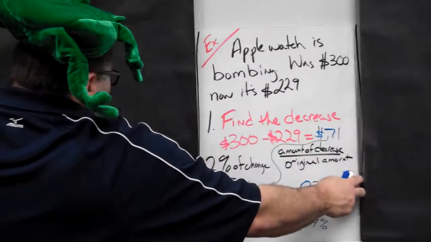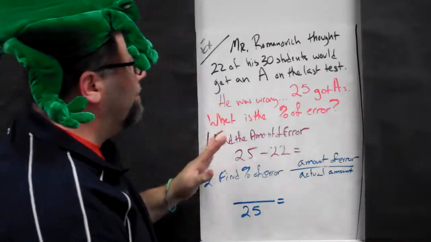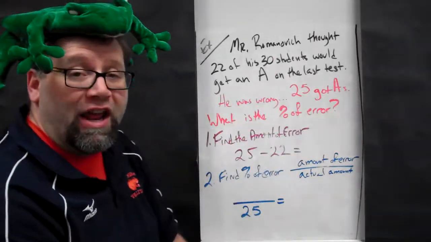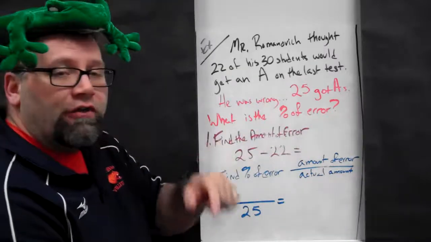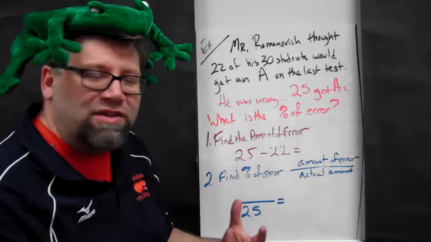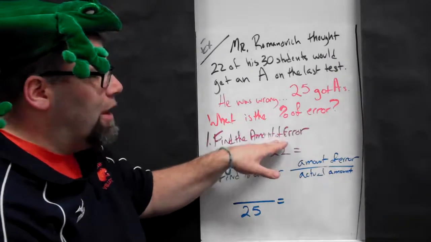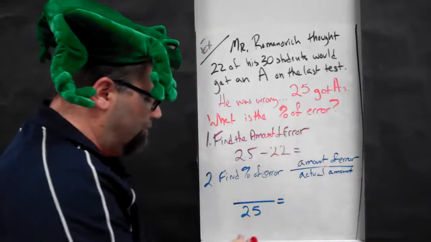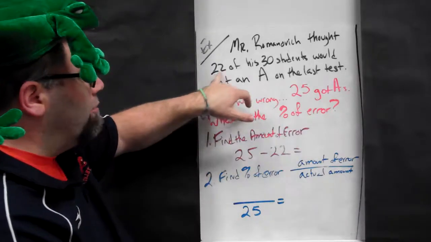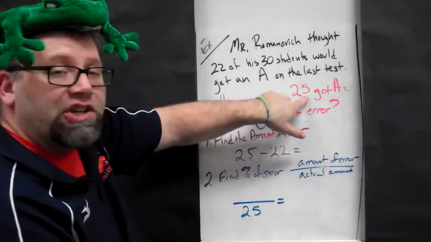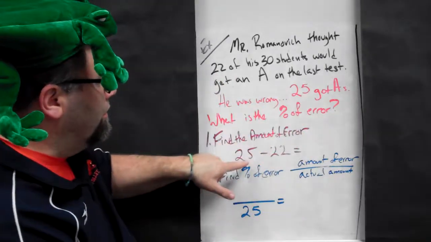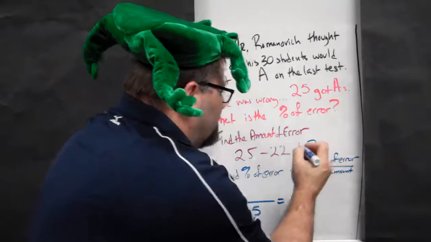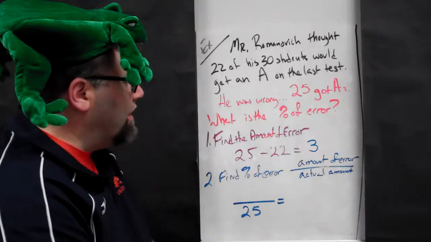Let's take a look at another one here. Mr. Romanovich thought 22 of his 30 students would get an A on the last test. He was wrong. 25 got A's. Great job, guys. What is the percent of error? So we're figuring out how off my estimation was. We have to find the amount of the error, the difference between what my estimation was, 22, and what the actual was, 25. So 25 minus 22 is 3. Now we go to percent of error.